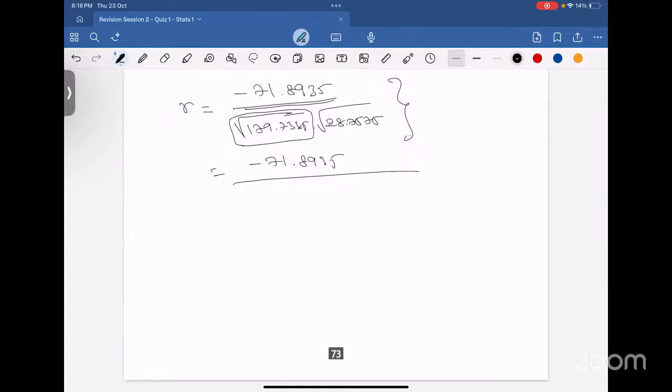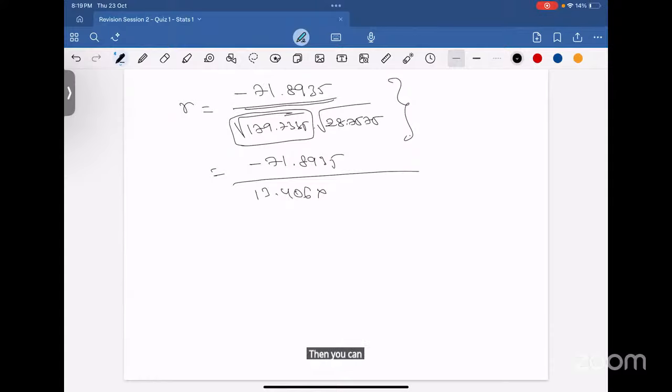The square root of 179.7335 is coming out to be 13.406. For me, it is coming 13.3922. Okay, even if it is 13.39, it is very close to 13.40.